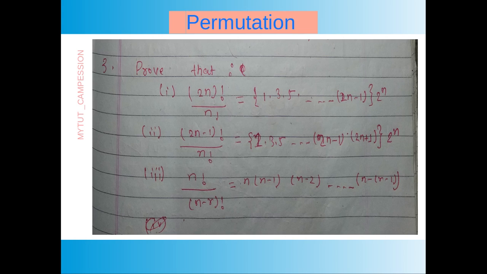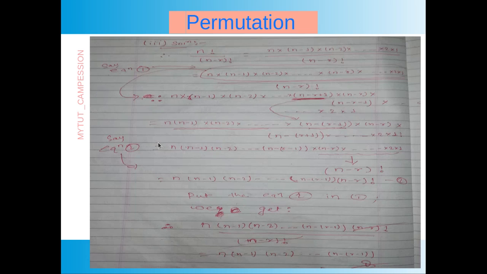You can expand 2n factorial and separate out odd term and even term, then after you get n factorial cancelled and remaining only 2 to the power n and odd term. So you can prove the first question this way. Similarly, if you have done this question, then you will be able to solve this question. If you have any problem, first try yourself, then ask in the comment box, then I will give you explanation.